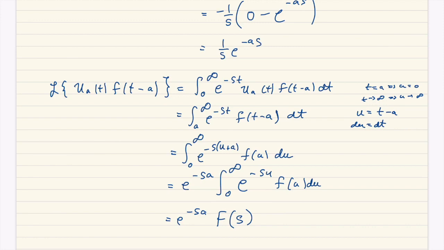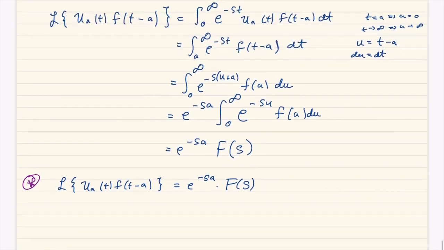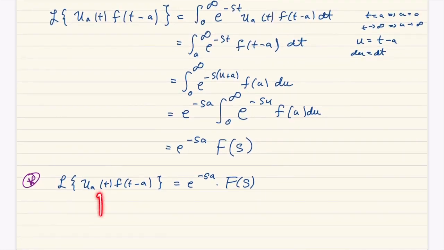So therefore, just to write this out, we're almost done with all of the values on our table. We just showed that the Laplace transform of u sub a of t, f of t minus a, is e to the negative sa times the Laplace transform of f. Okay, so what this says is that multiplying a function by the shifted Heaviside function has the effect of multiplying the transform by e to the negative as. Okay, that's the rule. That's how this works.